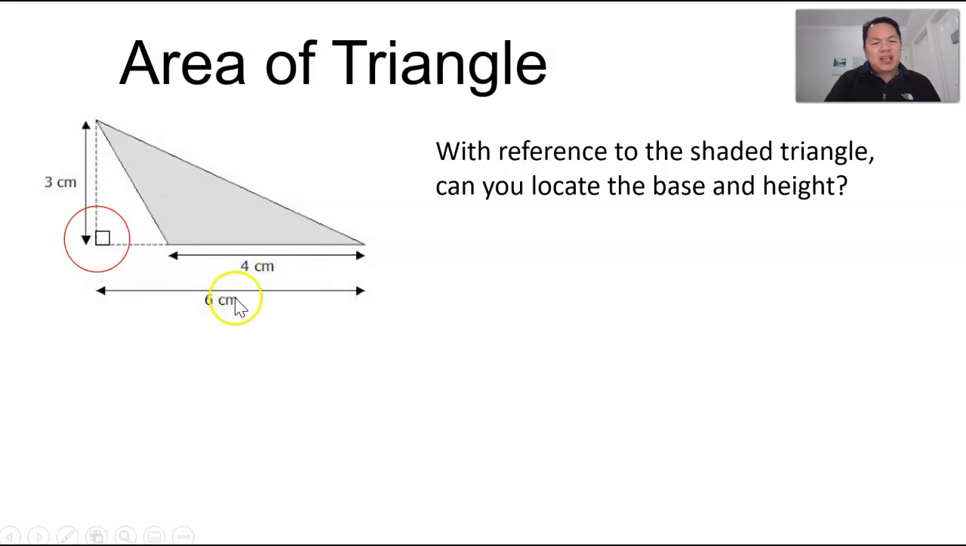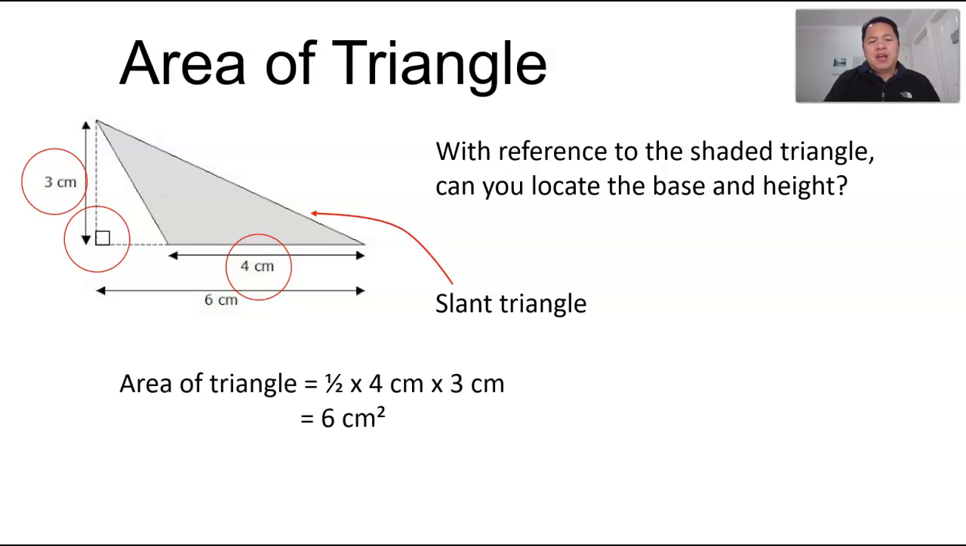Therefore, we can't be using the 6 cm as a base. This kind of slanted triangle, this shaded triangle, is actually known as a slant triangle. A slant triangle will never have the base and height touching each other. Just bear that in mind. And we could see 4 cm here as the base of the slant triangle and the height being 3 cm. So in order for me to get the area of the slant triangle will be half times base times height, which will give me the area being 6 cm square.